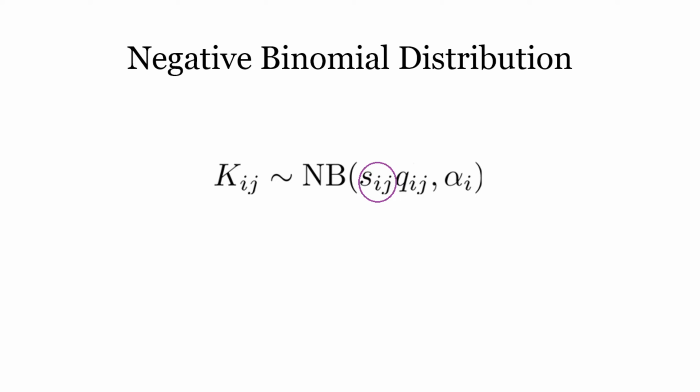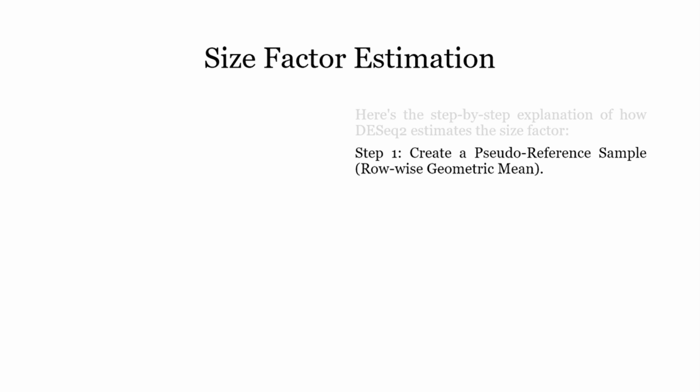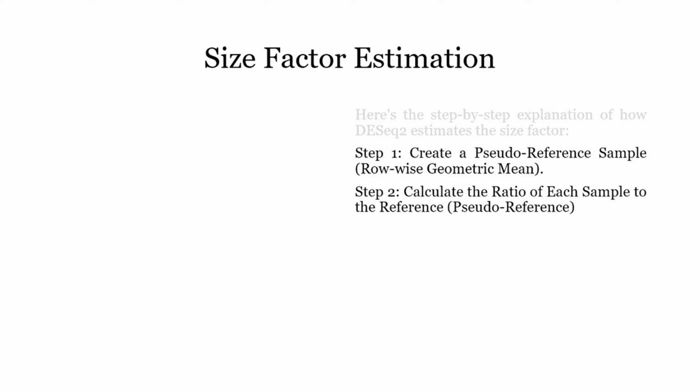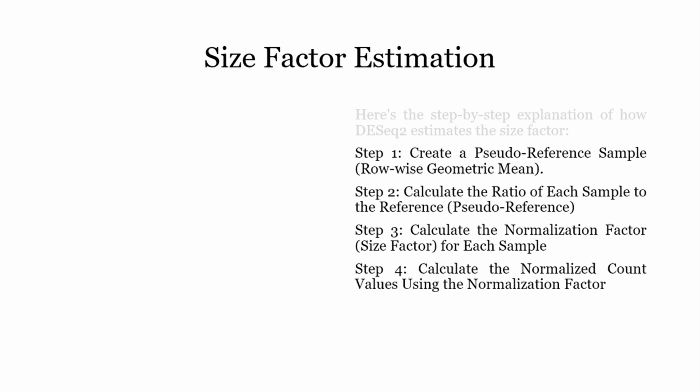Now let's talk about the size factor and how it's calculated. Size factor estimation. Here's the step-by-step explanation of how DESeq2 estimates the size factor. Step 1, create a pseudo-reference sample using the row-wise geometric mean. Step 2, calculate the ratio of each sample to the pseudo-reference. Step 3, calculate the normalization factor, which is the size factor for each sample. Step 4, calculate the normalized count values using the normalization factor.